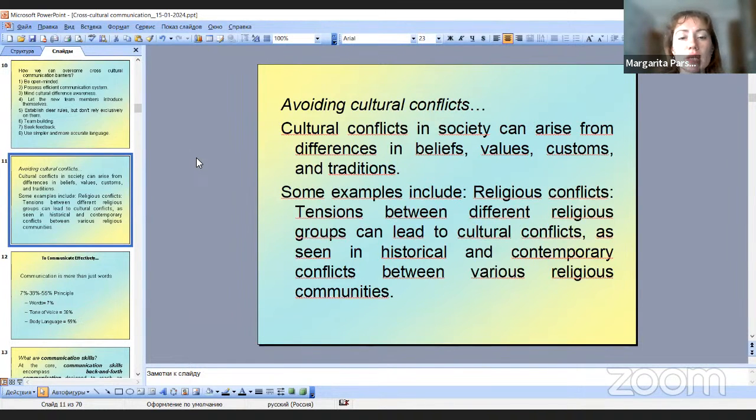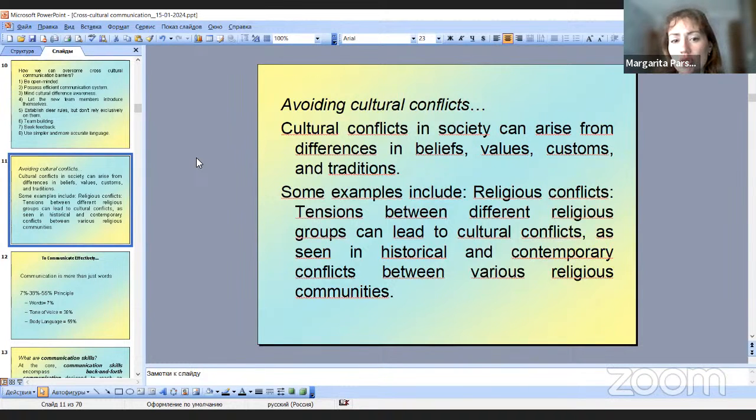Speaking about cultural conflicts, they can also be an experience of life, and of course the goal of every member of this communication process is to avoid cultural conflicts. We can say that cultural conflicts in society can arise from differences in beliefs, values, customs, traditions, or everything you want to call it. Conflicts can be on every point.